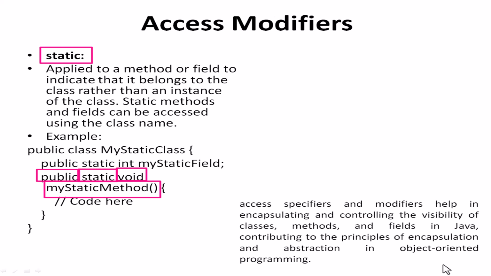Access specifiers and access modifiers help in encapsulating and controlling the visibility of the classes, methods, and fields in Java, contributing to the principles of encapsulation and abstraction in object-oriented programming.